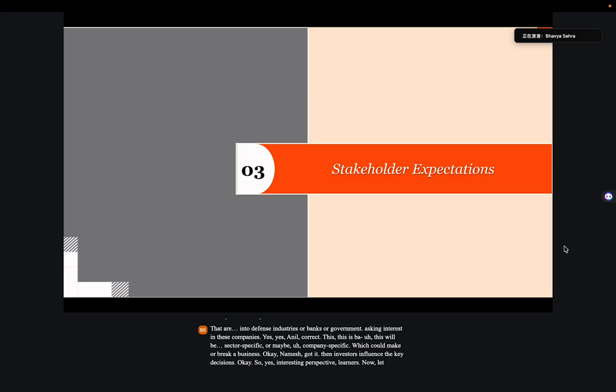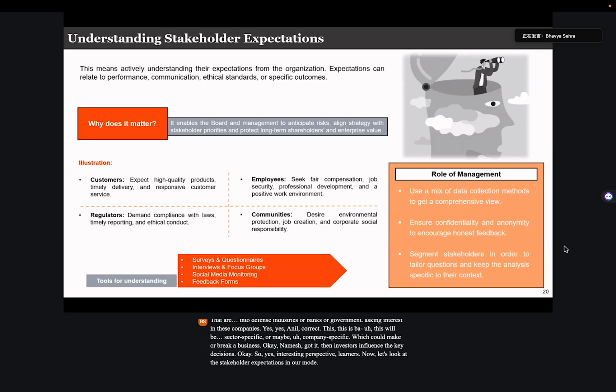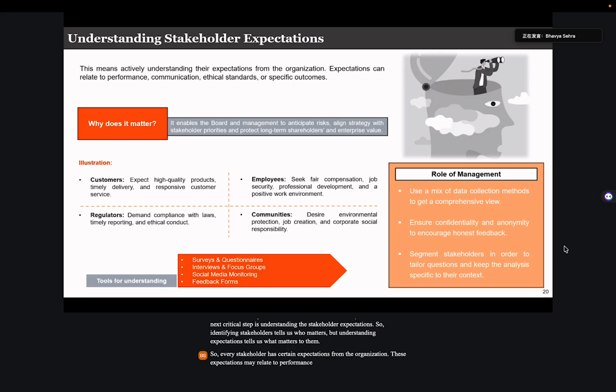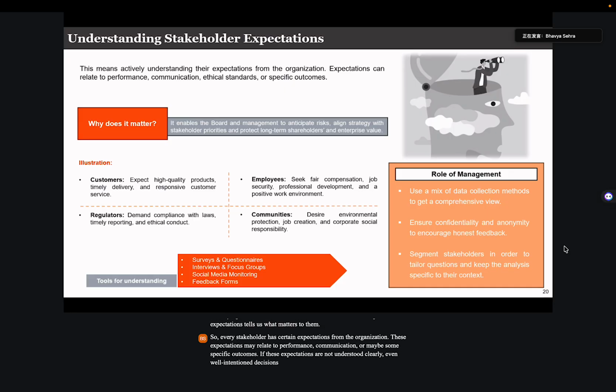Now let's look at stakeholder expectations in a more structured way. The next critical step is understanding the stakeholder expectations. Identifying stakeholders tells us who matters, but understanding expectations tells us what matters to them. Every stakeholder has certain expectations from the organization. These expectations may relate to performance, communication, or some specific outcomes. If these expectations are not understood clearly, even well-intentioned decisions can lead to dissatisfaction or conflict.